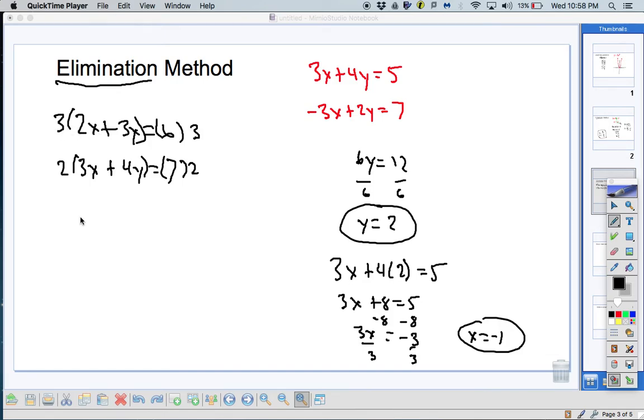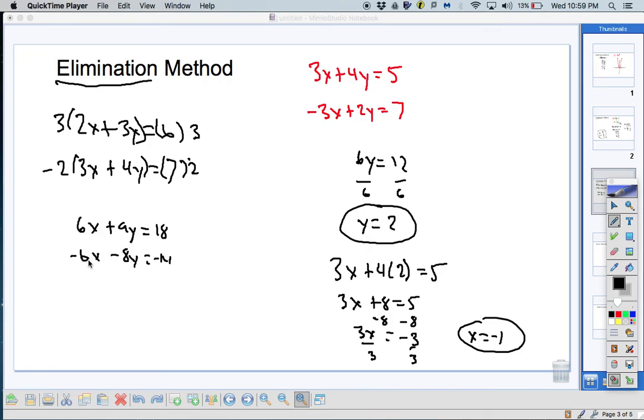I got 3 times 2 is 6x. 3 times 3 is 9, so that's 9y. And over here I got 3 times 6 is 18. For the bottom line, I got 2 times 3 is 6. Matter of fact, let's make it a negative. Negative 2 times 4y is negative 8y. And then 7 times negative 2 is negative 14. And now I do have that elimination. So we could add these up.